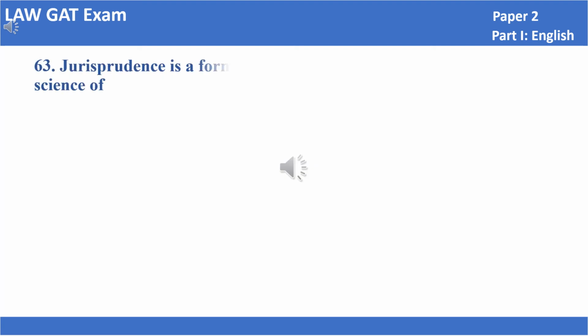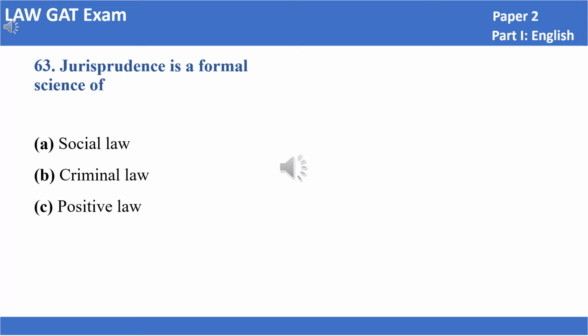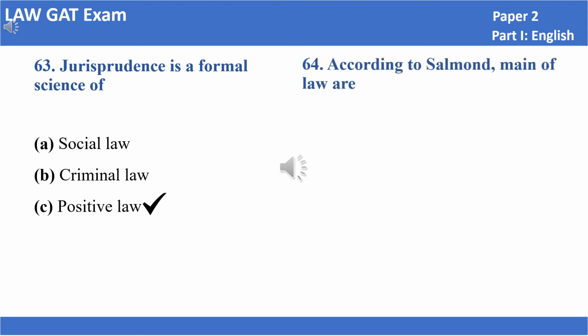Jurisprudence is a formal science of option A, social law, option B, criminal law, or is it option C, positive law? The correct answer is option C, positive law. According to Salmond, the main kinds of laws are option A, 2, option B, 4, or is it option C, 6? The correct answer is option A, 2.